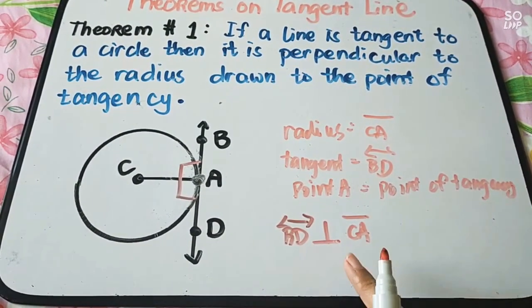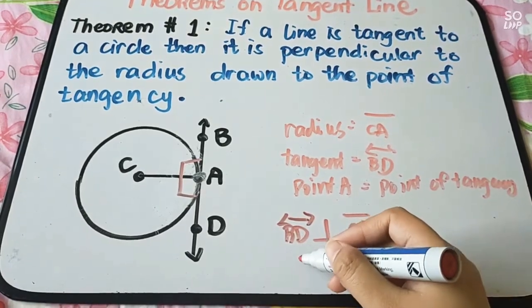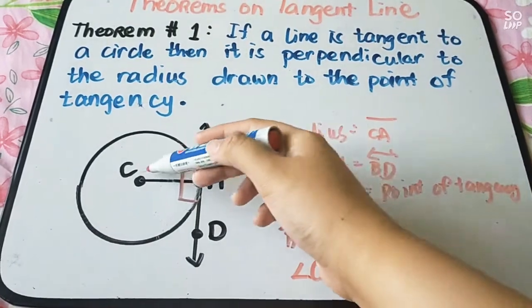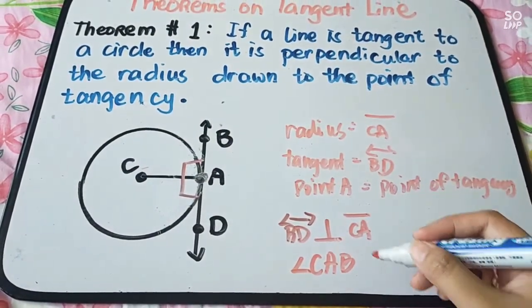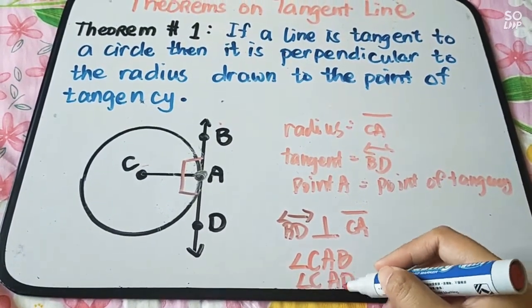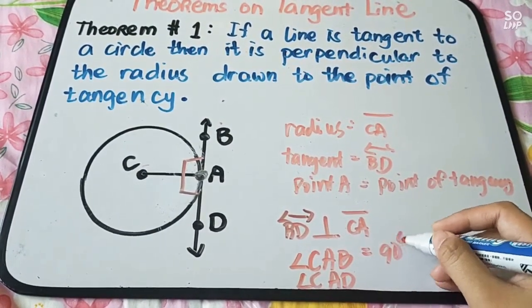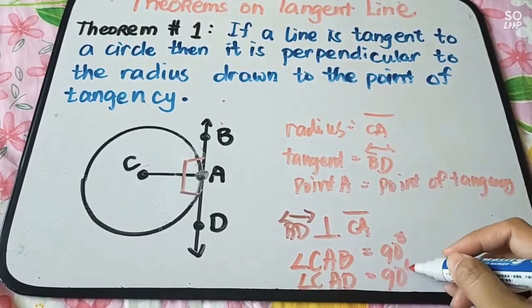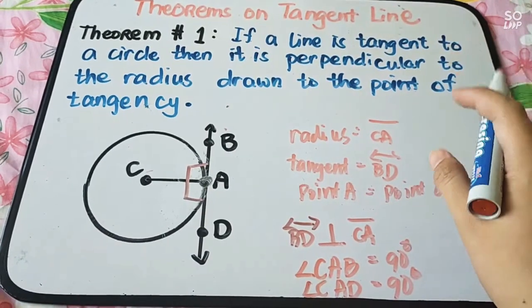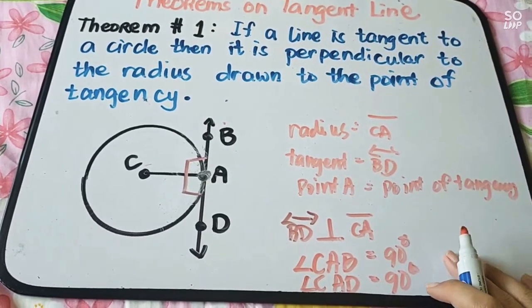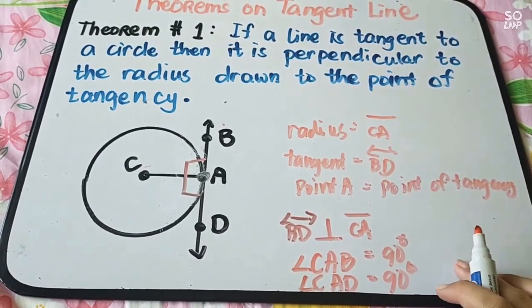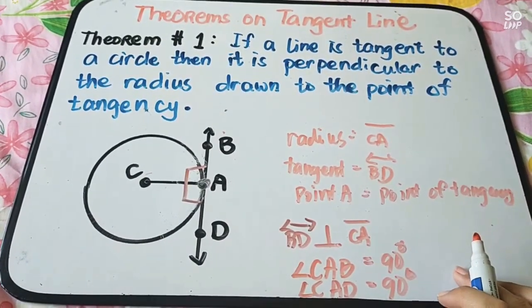If they are perpendicular, therefore, angle CAB and angle CAD are equal to 90 degrees. Remember, when you create perpendicular lines, you have a right angle, which is equal to 90 degrees. Is it clear? So that is theorem number 1.